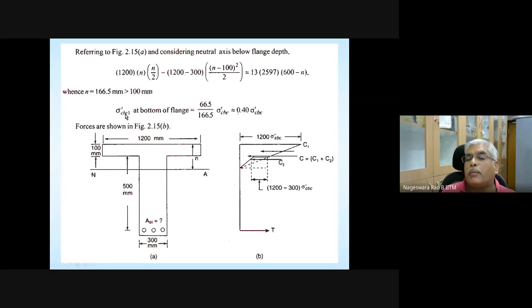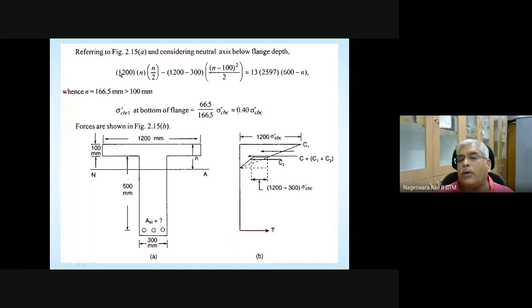Sigma CBC prime 1, which is at the bottom of flange, is given by this distance divided by the neutral axis depth. Once you know the neutral axis depth, you can easily find sigma CBC prime 1 in terms of the extreme fiber stress in concrete. And the neutral axis depth expression is self-explanatory. It is nothing but this area.